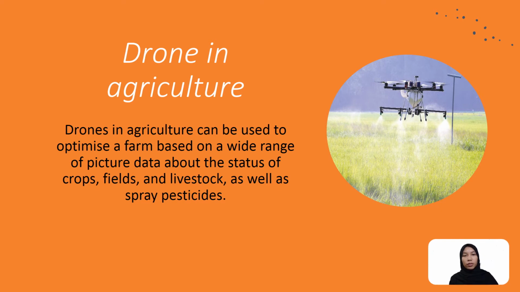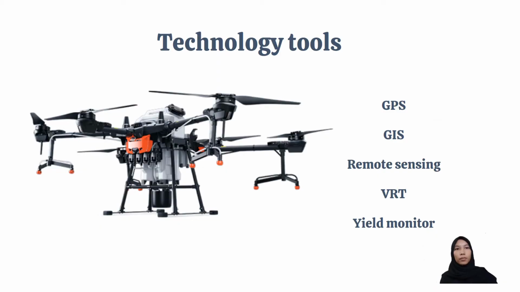Drones in agriculture. Drones in agriculture can be used to optimize a farm on a wide range by giving a picture of data about the status of crops, fields, and livestock, as well as spraying pesticides. This drone is widely used in Kedah, especially to spray herbicide or pesticides on their paddy fields.